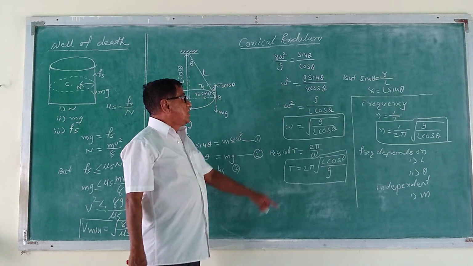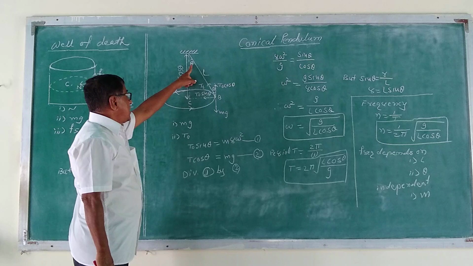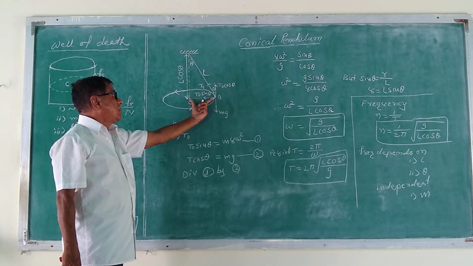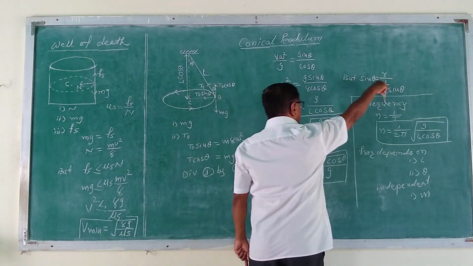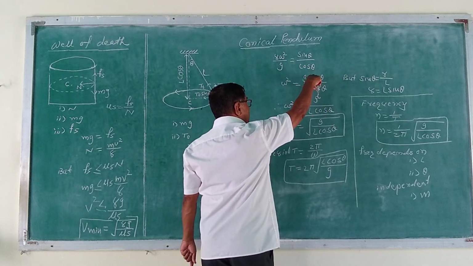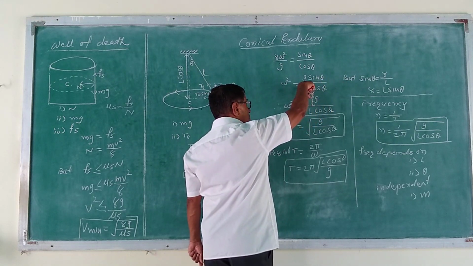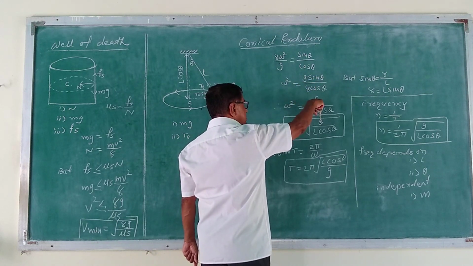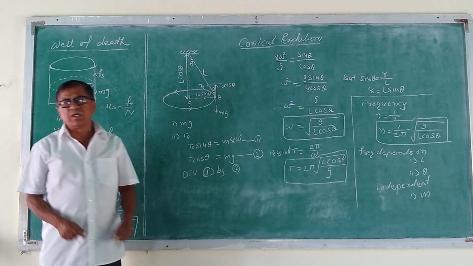Here, look at this triangle. Sin theta is equal to r upon l, where r is the radius of this horizontal circle. Therefore, r is equal to l sin theta. Cancelling the sin theta, it remains omega square is equal to g upon l cos theta. Therefore, omega is equal to root of g upon l cos theta.